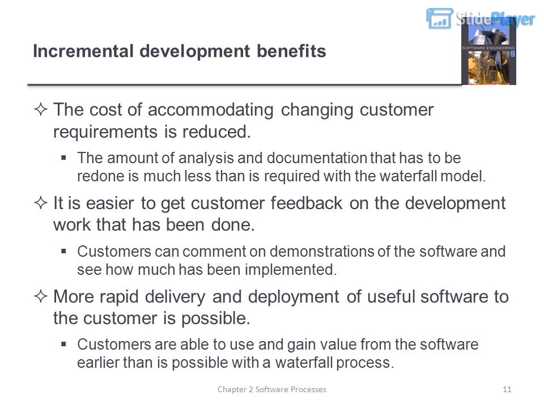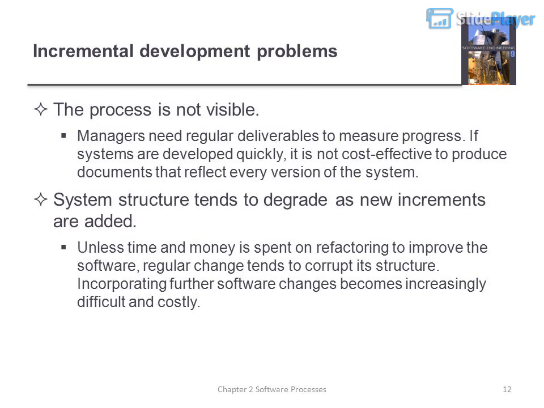Incremental development problems. The process is not visible. Managers need regular deliverables to measure progress. If systems are developed quickly, it is not cost-effective to produce documents that reflect every version of the system. System structure tends to degrade as new increments are added.